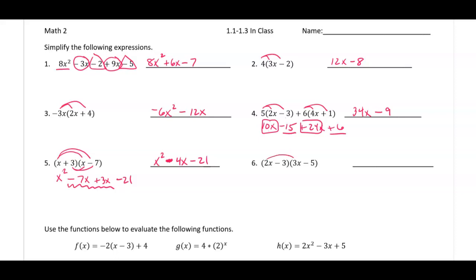So the next one, 2x times 3x is 6x squared. Then 2x times negative 5 is minus 10x. Negative 3 times 3x is minus 9x. Negative 3 times negative 5 is positive 15, so plus 15. So 6x squared minus 19x when I combine, plus 15.